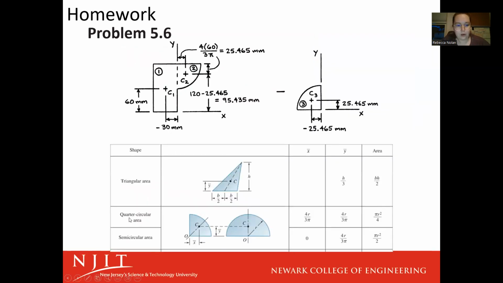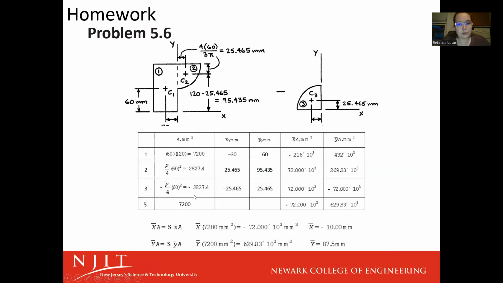We have our quarter circle. The x bar is going to be at 4r over 3 pi. And that is relative to, so you can see the origin in this chart is right here. So that works with what we're looking at, right? So 4r over 3 pi, and then the area is pi r squared over 4. So p is pi in this case. It took me a second to read the solutions. P is pi in this case.